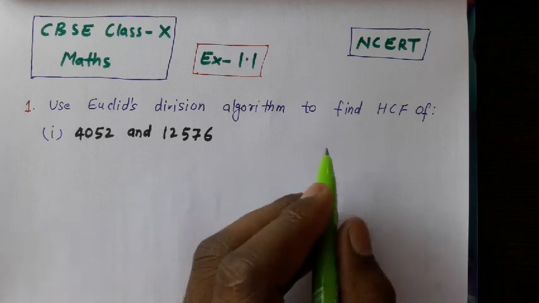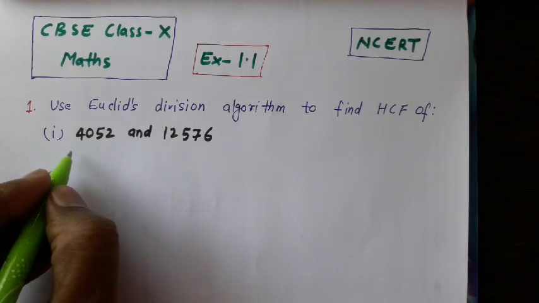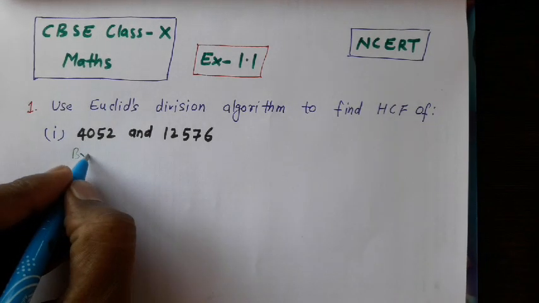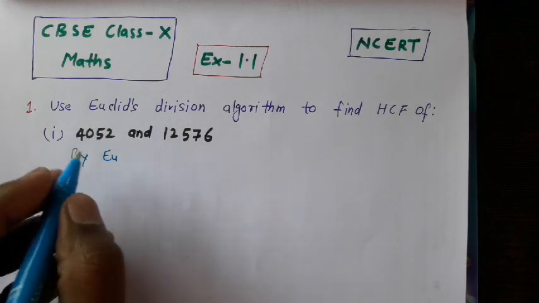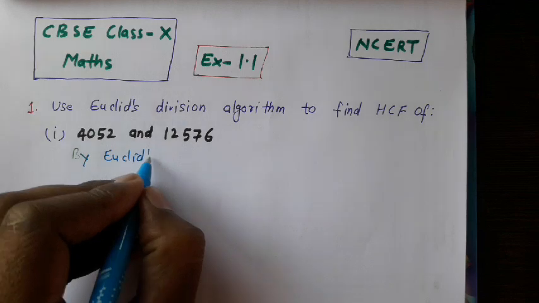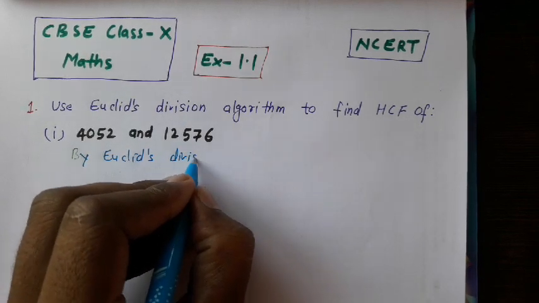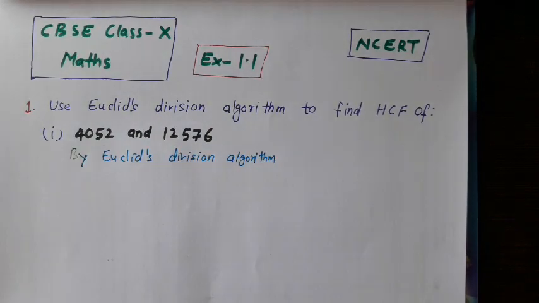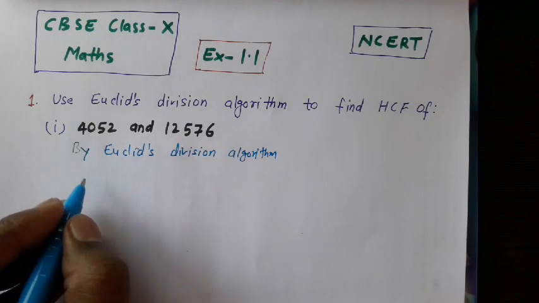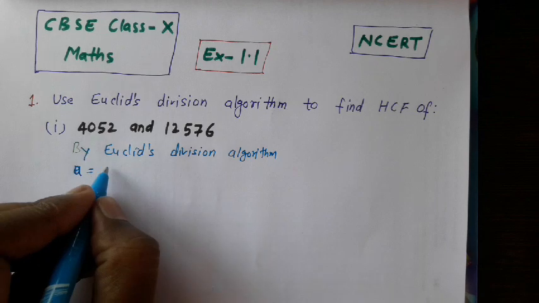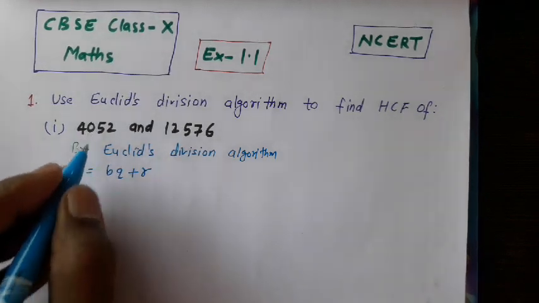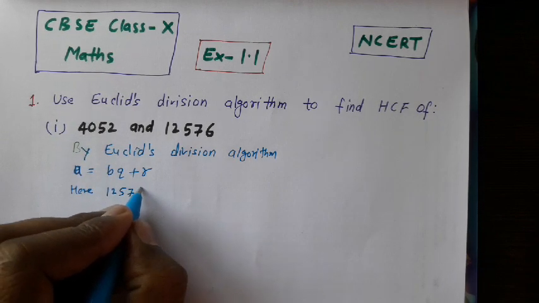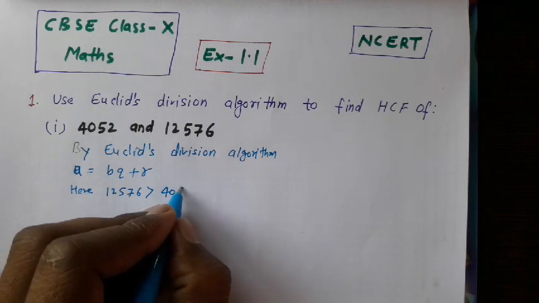Students, we do not know the table of this, so you can divide on this side. So first of all, by Euclid's division algorithm, here we know that a equals bq plus r. Here 12,576 is greater than 4,052.